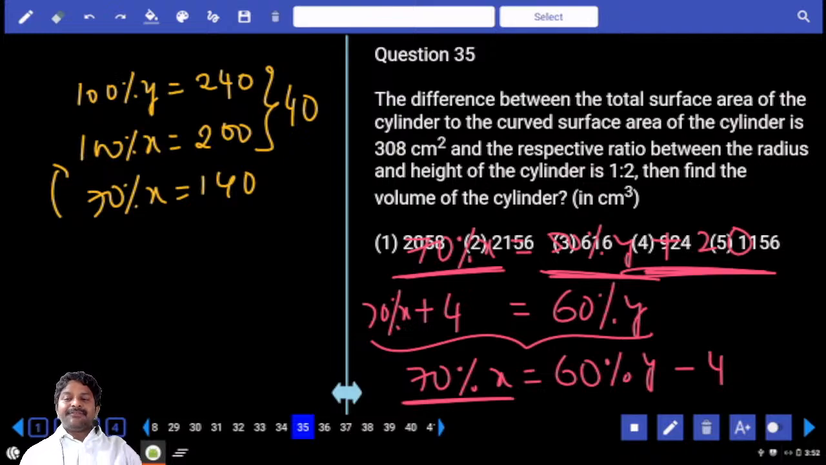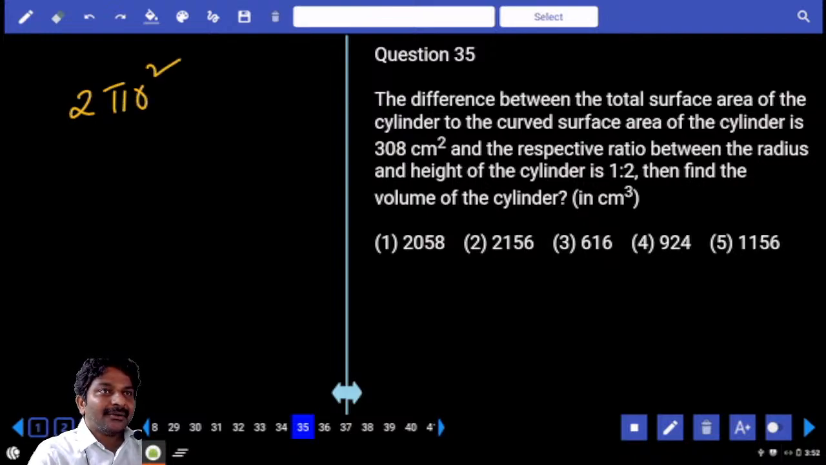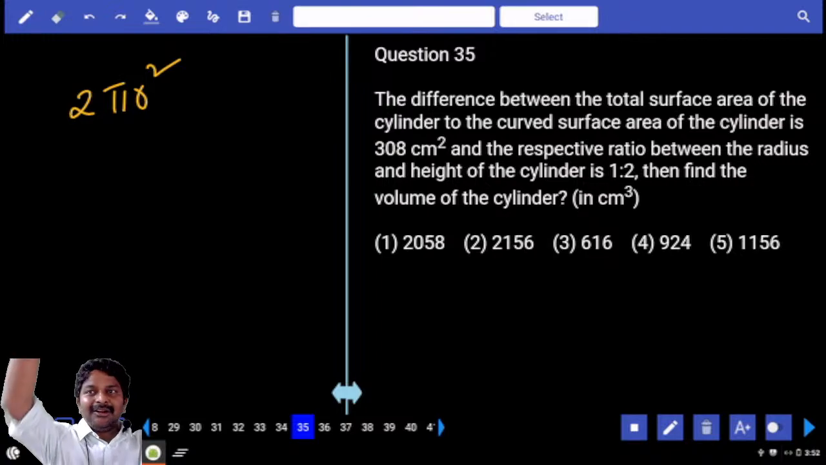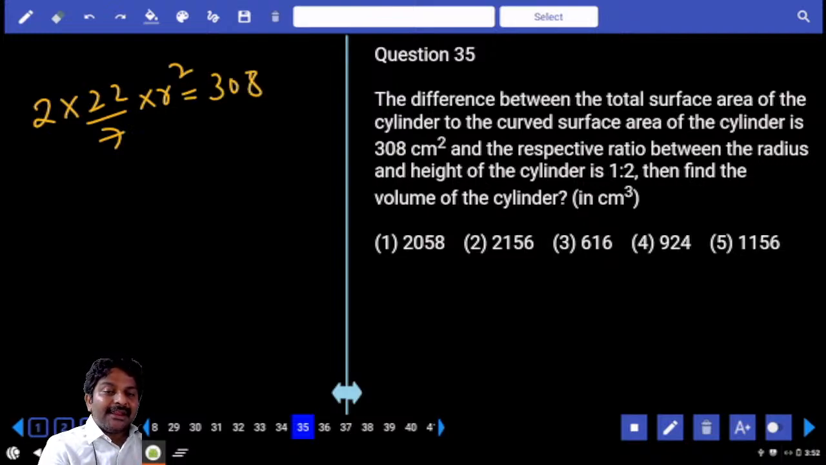The difference between the total surface area of the cylinder and the curved surface area of the cylinder. Total surface area means curved surface area plus top and bottom, so the difference is just the top and bottom sum, 2πr², where π is 22/7, into r² is equal to 308. 11 2 times, 11 28 times, 4 7 times, r² is equal to 7², r is equal to 7.